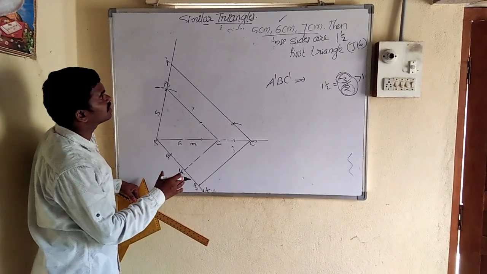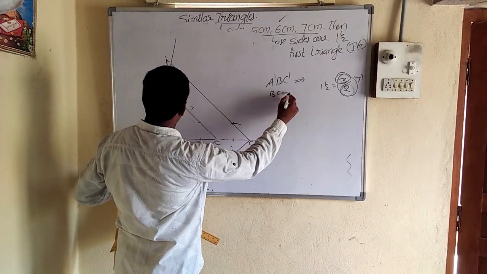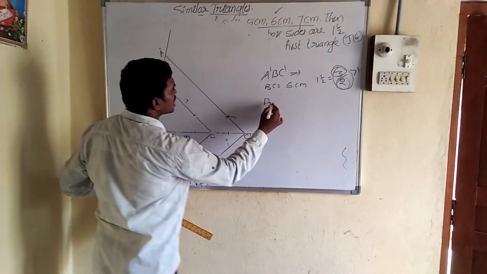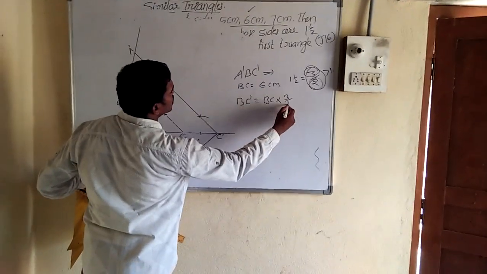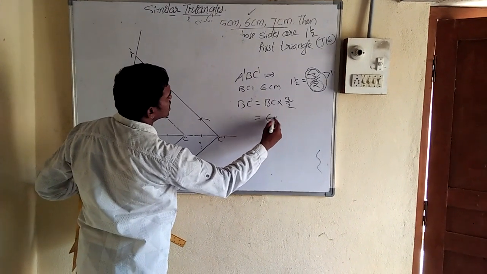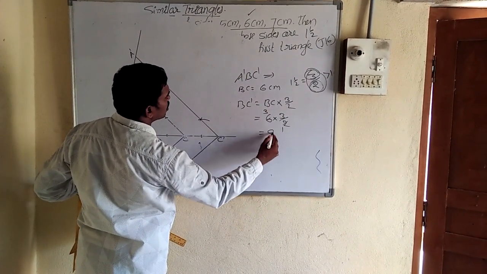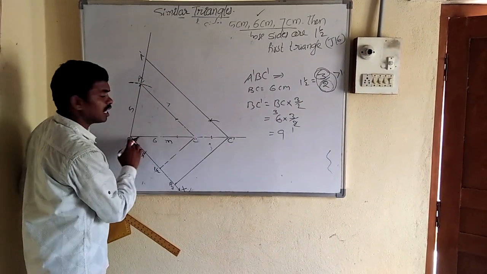So how can we check? What is BC? BC is 6 centimeters. So BC dash must be BC into 1.5, that means 3 by 2. So what is BC? 6 into 3 by 2. 2 ones are 2, 2 threes are 6, 3 threes are how much? 9. So you can check whether it is 9 centimeters or not.